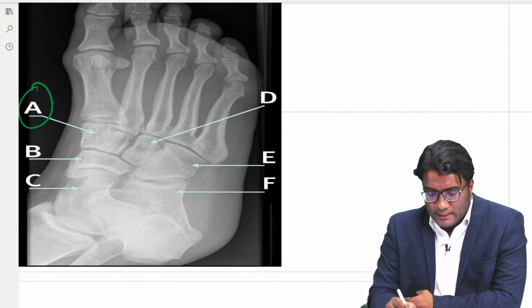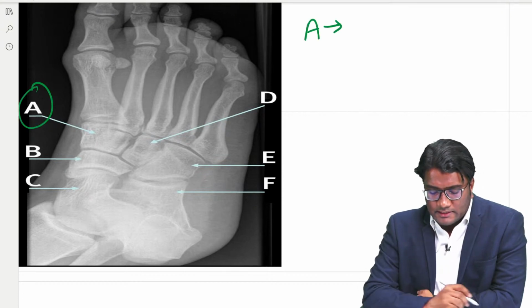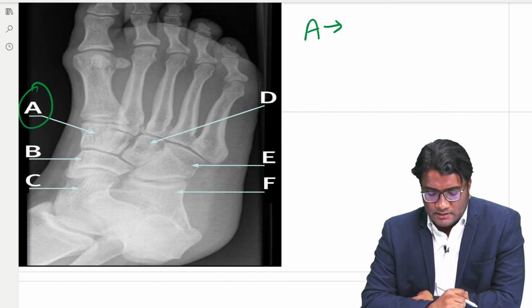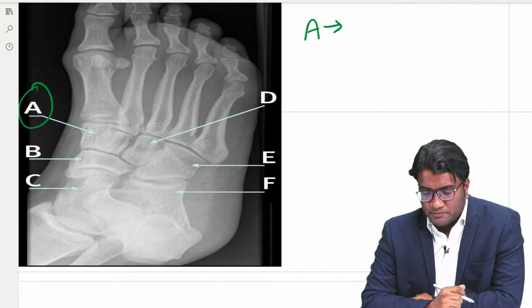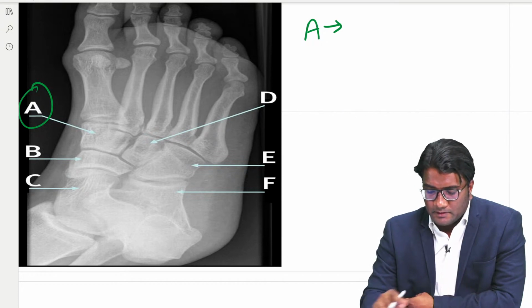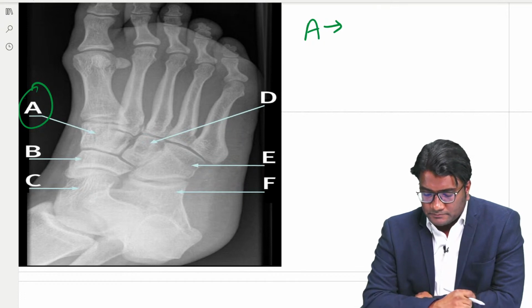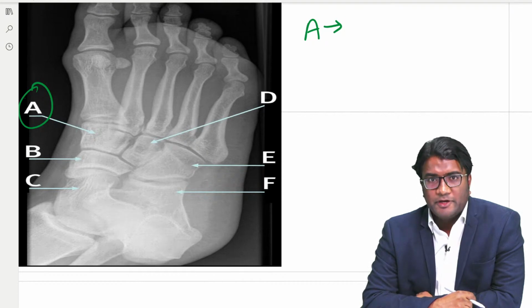What do you think is A, guys? Do you think it is cuboid, calcaneus, navicular, cuneiforms? What is this, A? Try. Let me see your chat. What is A? No answers. Waiting for your comments.